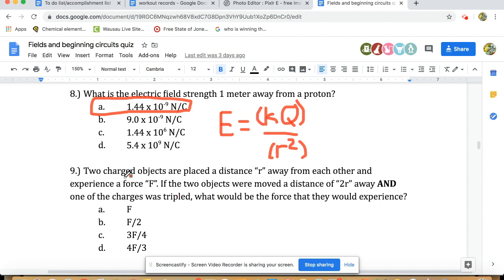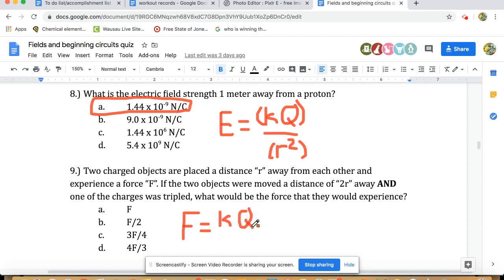9. Two charged objects are placed a distance r away from each other and experience a force of F. Two objects are then moved distance 2r, and one of the charges is tripled. What will be the force at that distance? Well, here's the equation for force. It's K times Q times Q over R squared.